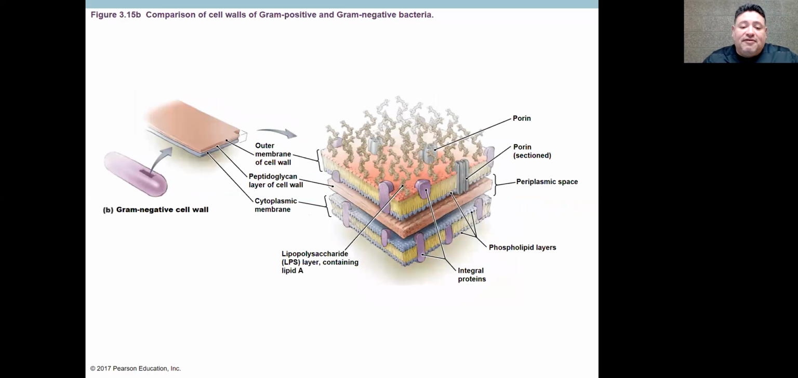Here's a gram-negative microorganism. Notice again that we have a very thin peptidoglycan cell wall, and then we have an inner cytoplasmic membrane and an external cytoplasmic membrane. So gram-negative organisms have essentially three components to their cell wall: two plasma membranes and a thin peptidoglycan cell wall.